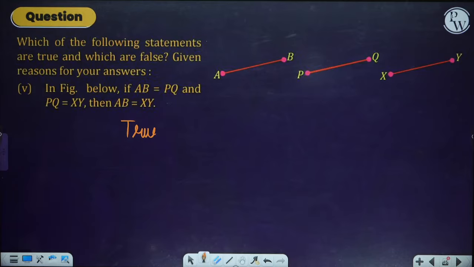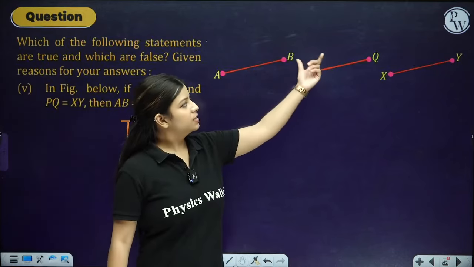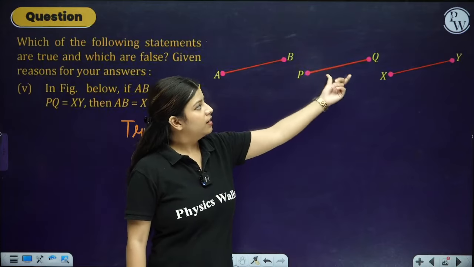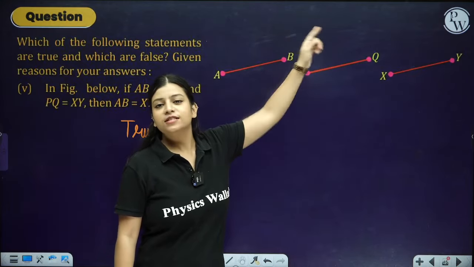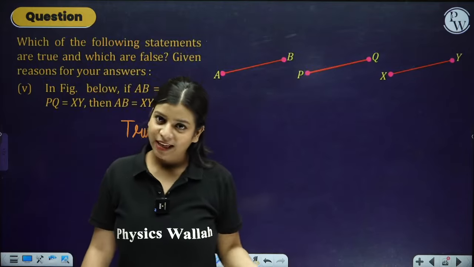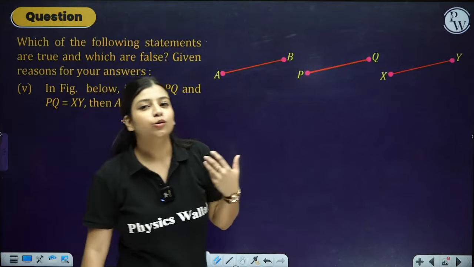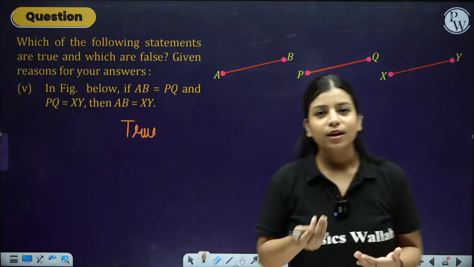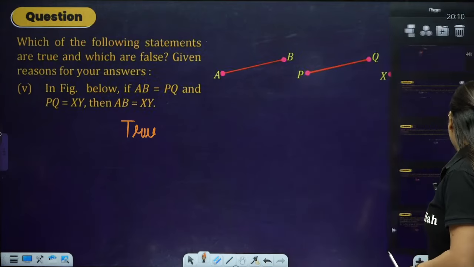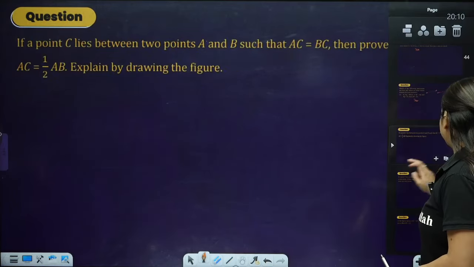And why can we say that this is true? By Euclid's first axiom: if one thing is equal to a third thing, and another thing is equal to the same third thing, then the first and second things are equal to each other. So I hope you are able to tackle these questions. Let's move forward to the next question.